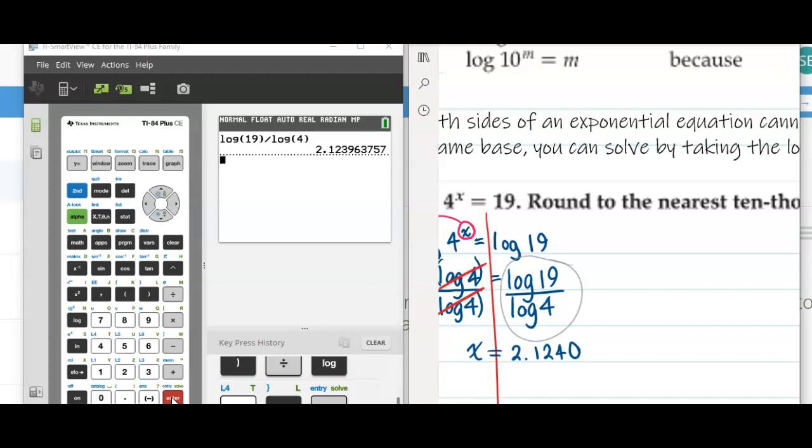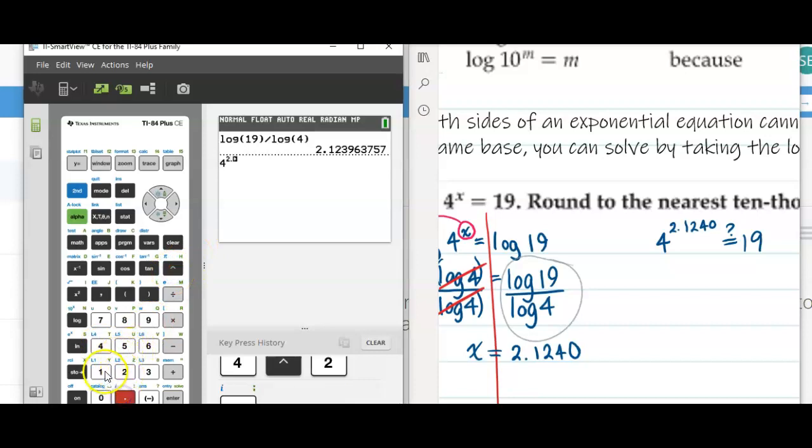All right, let's check that using our calculator. Is 4 to the 2.1240, does that equal 19? Now it's not going to be exact because we've rounded, but let's try it out using our calculator. 4 caret 2.124. Yep, that would round to 19. So we know we're right. We've got the right answer.